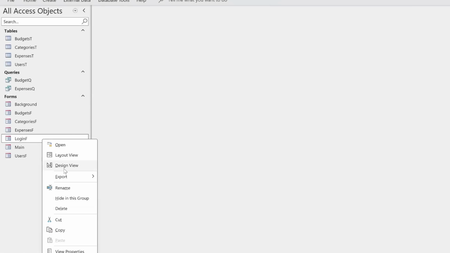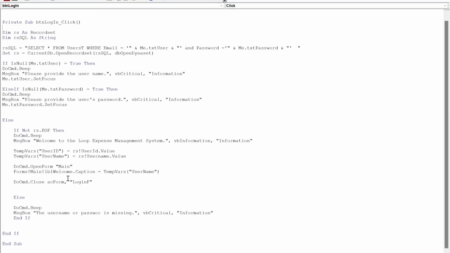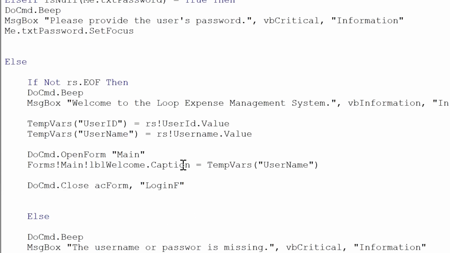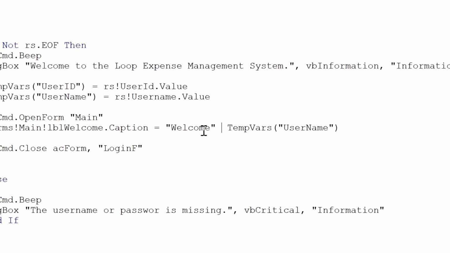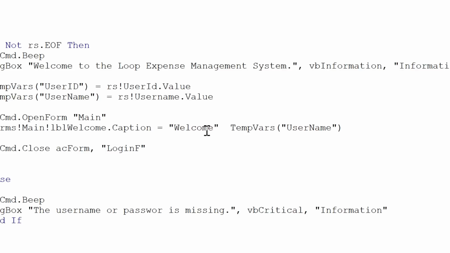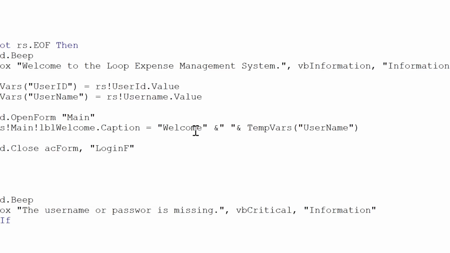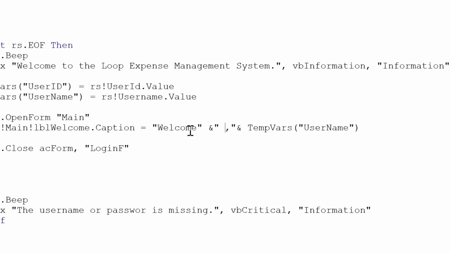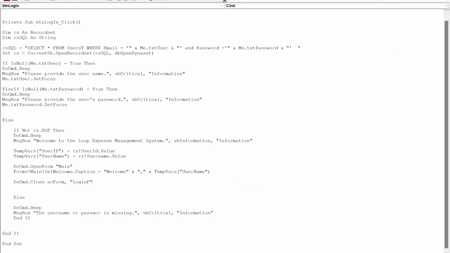So we'll go to the login form, design view, login. I'm going to zoom in so you can see where I have edited my code in here. All right. So I'm going to say welcome, and I'm going to say ampersand, double quote, and a space and a comma here. Okay, maybe not a space, just a comma. All right. So that's the modification I've done for the code. And now let's log in again.